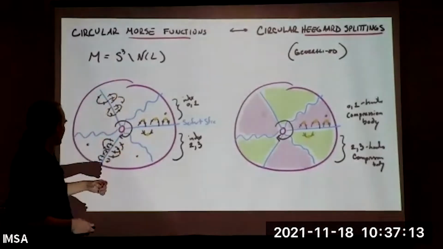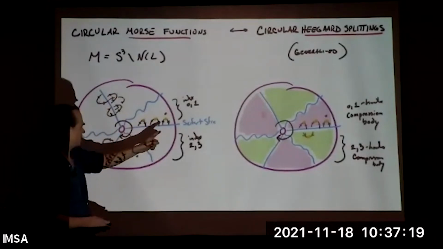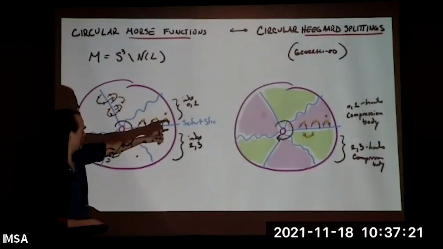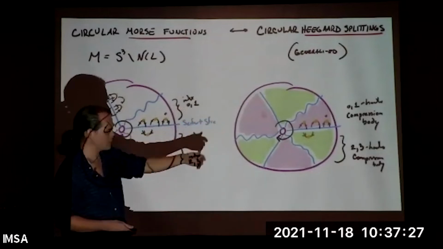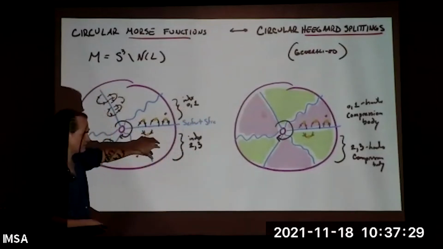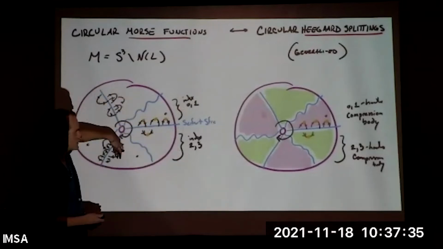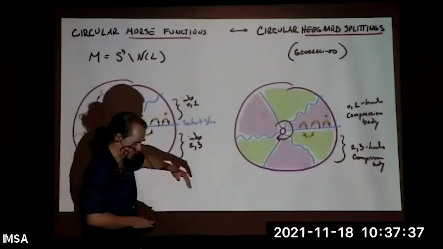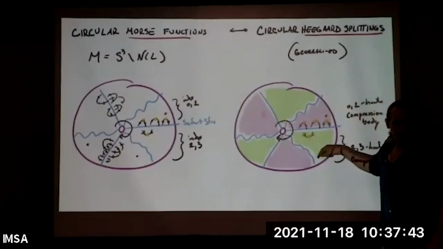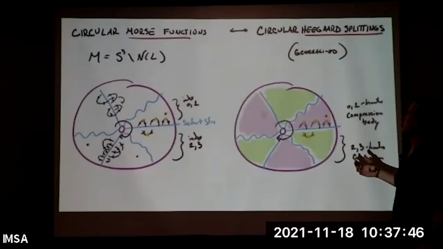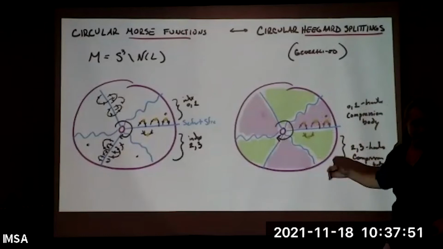The idea is that index 0 and 1 critical points correspond to 0 and 1 handles. Index 2 and 3 critical points correspond to 2 and 3 handles. The point is that whatever circular Morse function you get, this ends up giving you a nice way of decomposing your manifold into a sequence of compression bodies. And so we would call this a circular Heegaard splitting, or because we have several of these around, maybe call it a generalized one.